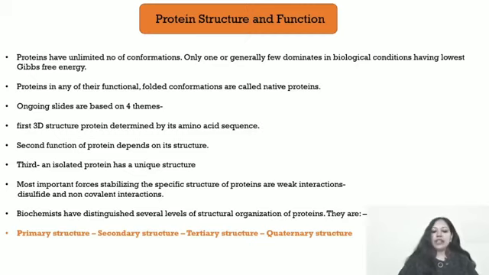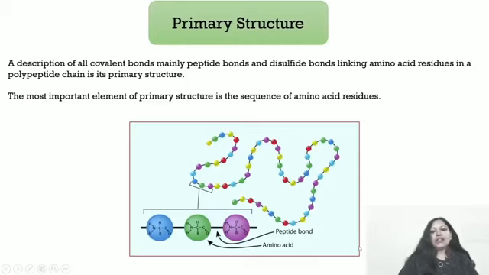So biochemists have distinguished several levels of protein structure, and they are primary, secondary, tertiary and quaternary, and we will discuss each of them in detail. Starting with the primary structure, which is a simple linear arrangement of amino acid residues by covalent bonds. If you take the example of a bead thread, the beads represent the amino acids and the thread represents the covalent bonds. So primary structure is the simple linear structure of amino acid residues joined mainly by peptide bonds and sometimes by disulfide bonds. The most important element of primary structure is the sequence of its amino acid residues.